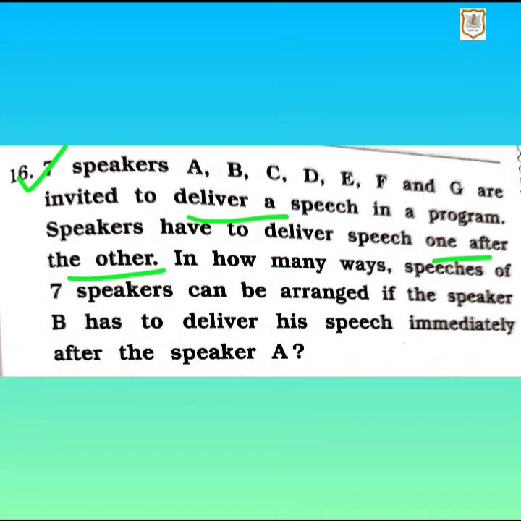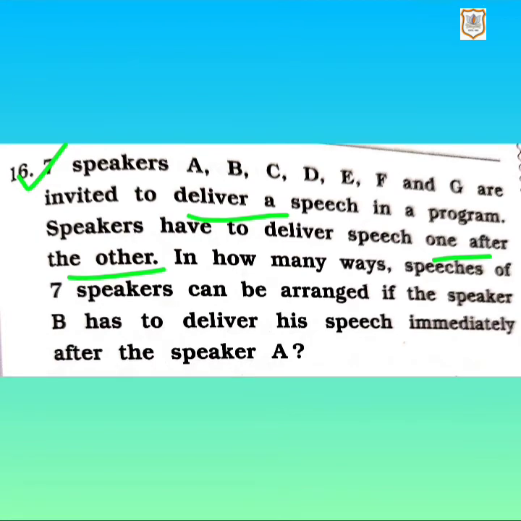So in the question it is mentioned there are 7 speakers A, B, C, D, E, F and G. And each one of them has to deliver a speech one after another. So there are a total of 7 persons. If A is delivering his speech, then the remaining 6 speakers can be arranged for their speech in 6P1 ways. When A is giving a speech, there are remaining 6 persons. So that will be 6P1. So let's solve it and be more clear.